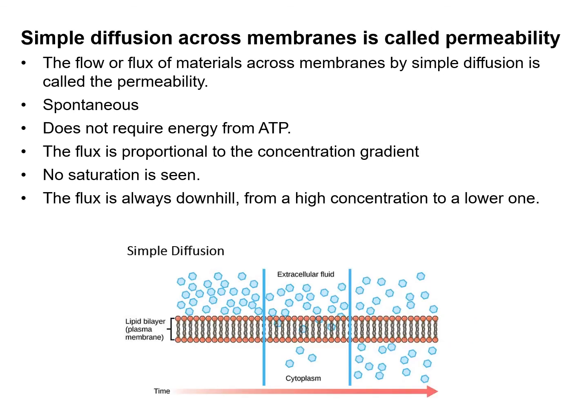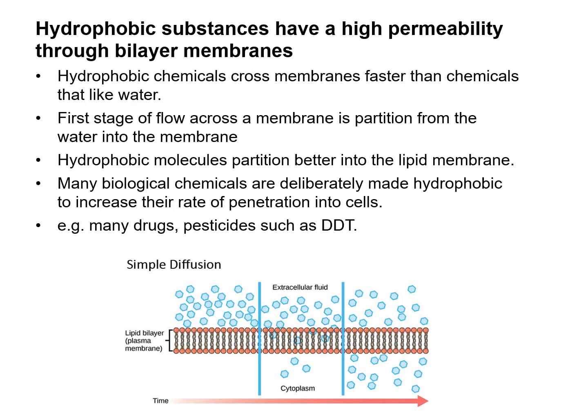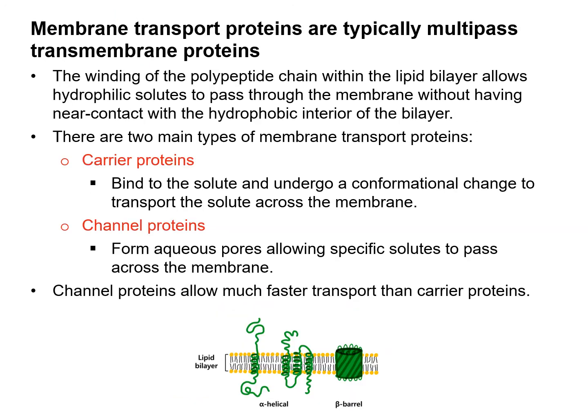And you should understand permeability, how it is driven, and also its properties. Different substances have different permeability through the biological membrane. For example, hydrophobic substances have high permeability because of their similar hydrophobicity to the lipid bilayer. And we've discussed the transmembrane protein, and especially talked about the difference between carrier proteins and channel proteins.